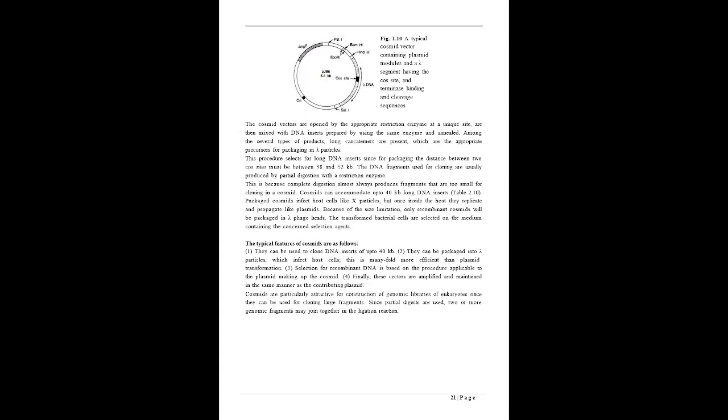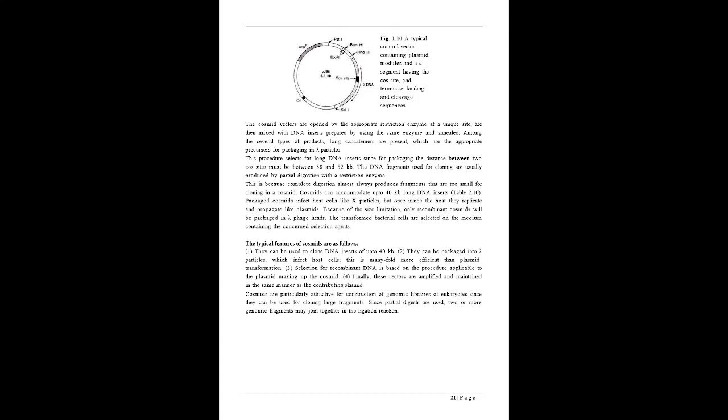Now we can talk a little bit about the typical features of the cosmids. So they have large insert capacity. They can clone DNA inserts up to 40 to 50 kilobase pair, which is much larger than the standard plasmids. Now, recombinant cosmids are packaged into lambda phage heads. For successful packaging, the distance between two cos sites must be between 38 and 52 kilobase pair.